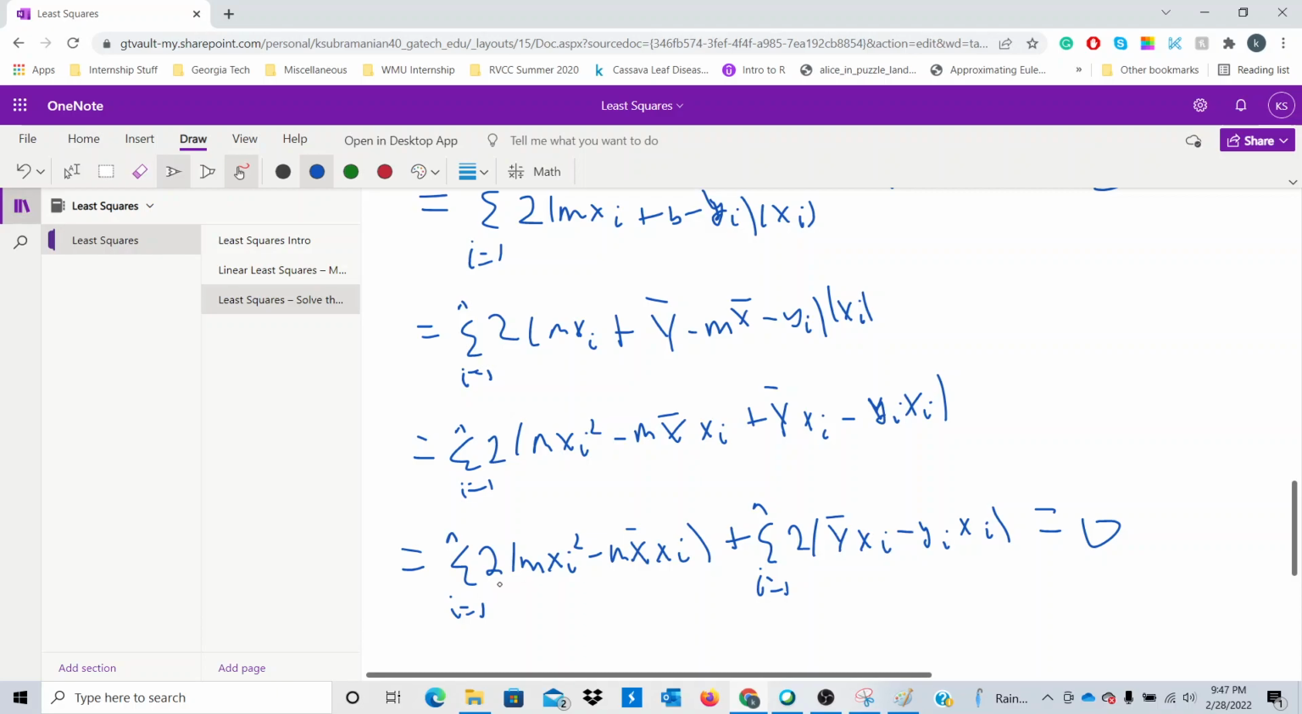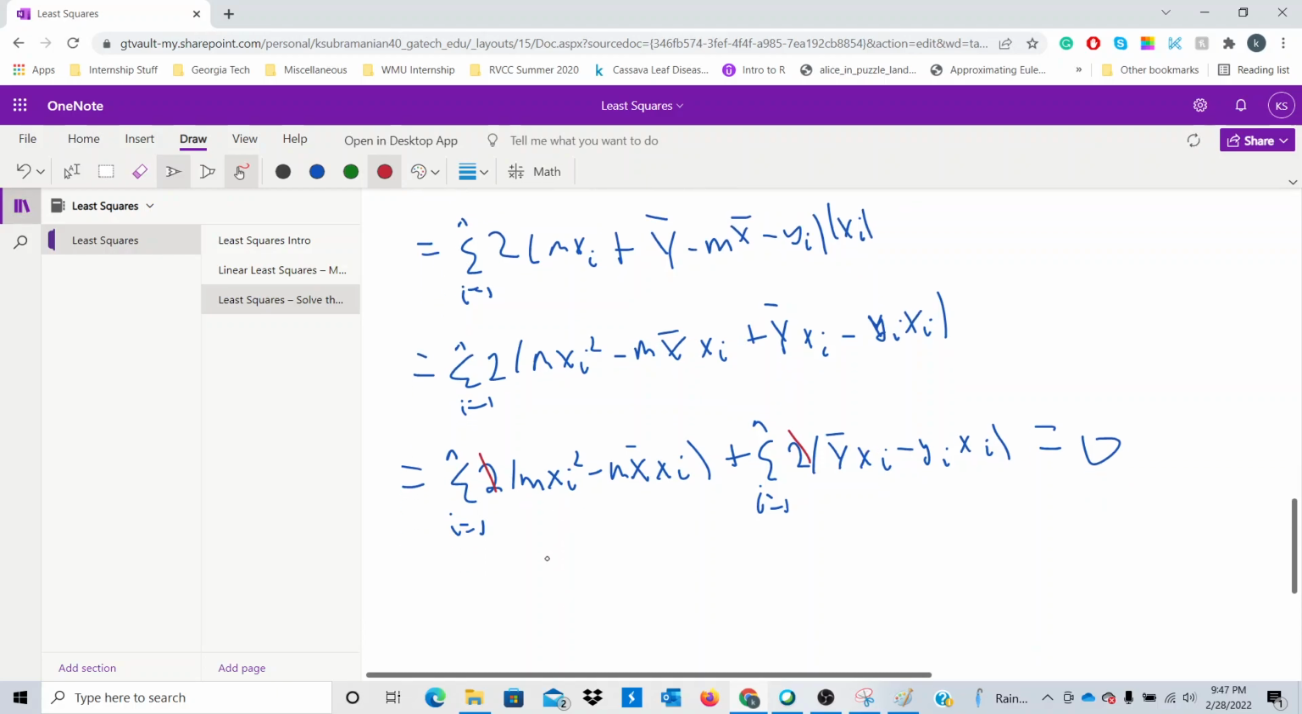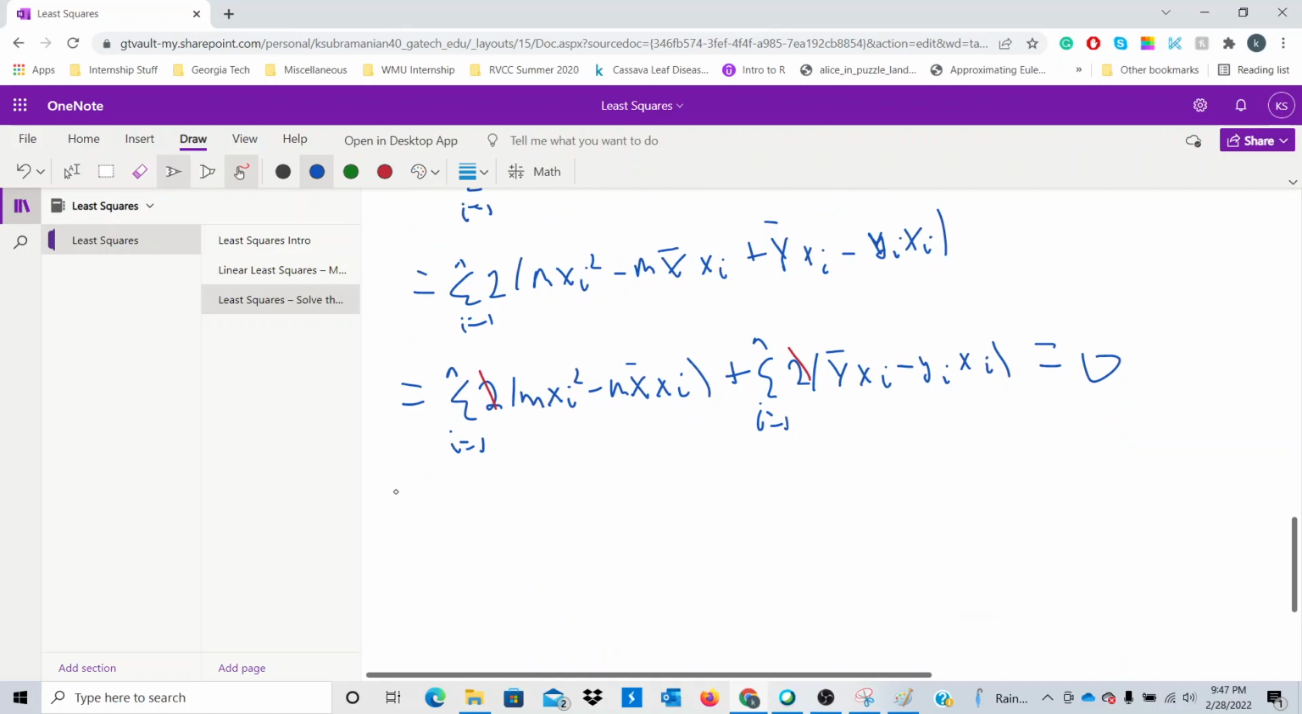Well, what do we notice here? We have a constant multiplier of 2 in both these summations that gets pulled out as a common factor. But since 0 divided by 2 is 0, we don't care about these constant multipliers. They don't really matter in the grand scheme of the optimization problem. So now we can expand out this sum to find something for m.